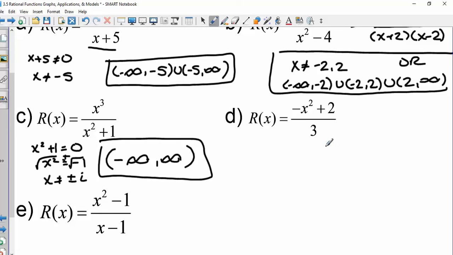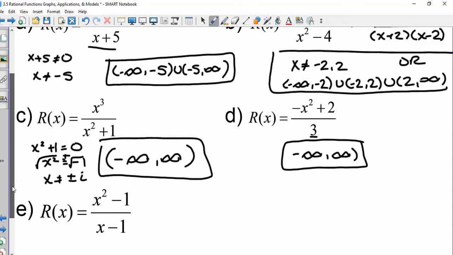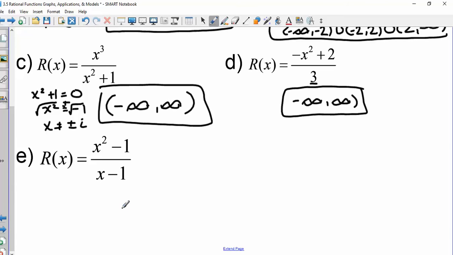All right, D. Does the bottom ever equal 0? What can x not equal on this one? Since it's just one value, I want the interval, so negative infinity to 1, and then 1 to infinity.